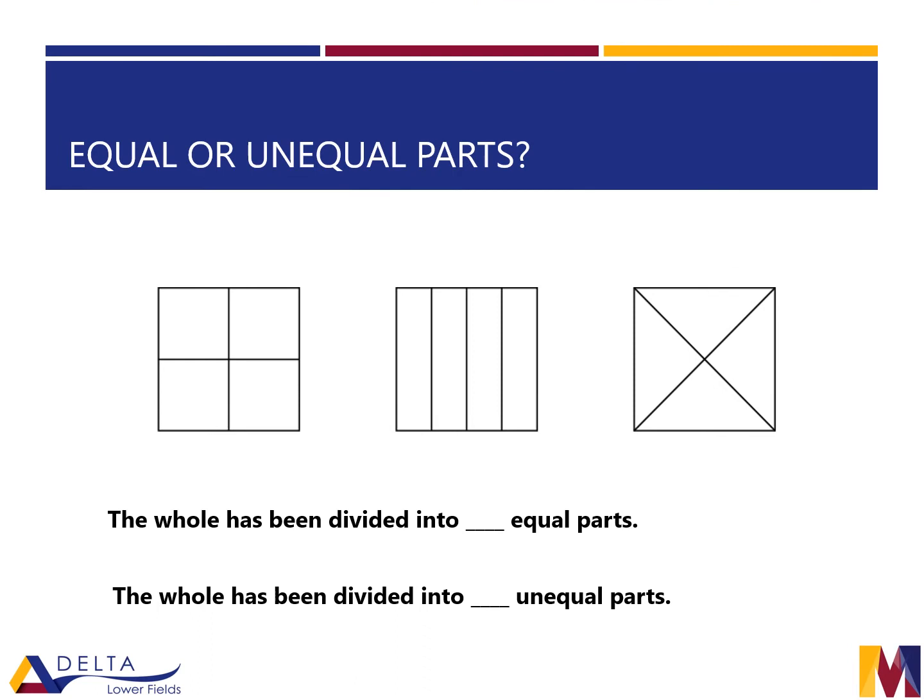The whole has been divided into equal parts. The whole has been divided into unequal parts. Which of these sentences applies to this model? Have the wholes been divided into equal parts or have they been divided into unequal parts? Of course, they've been divided into equal parts, so we can say the whole has been divided into 4 equal parts.